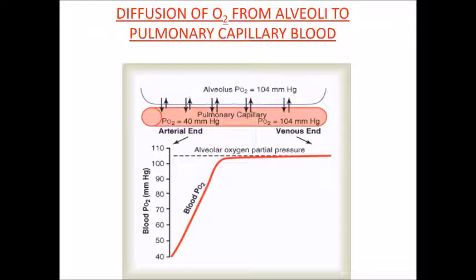Now what is important in this diagram is the graph below. See the graph, it is showing the level of PO2 in pulmonary capillary. It starts from 40 and gradually reaches up to 104. That is the equilibrium point. But note down here, only within the first 1/3 of the length of the capillary the equilibrium has been achieved. In the remaining 2/3 of the capillary, no further changes occur.